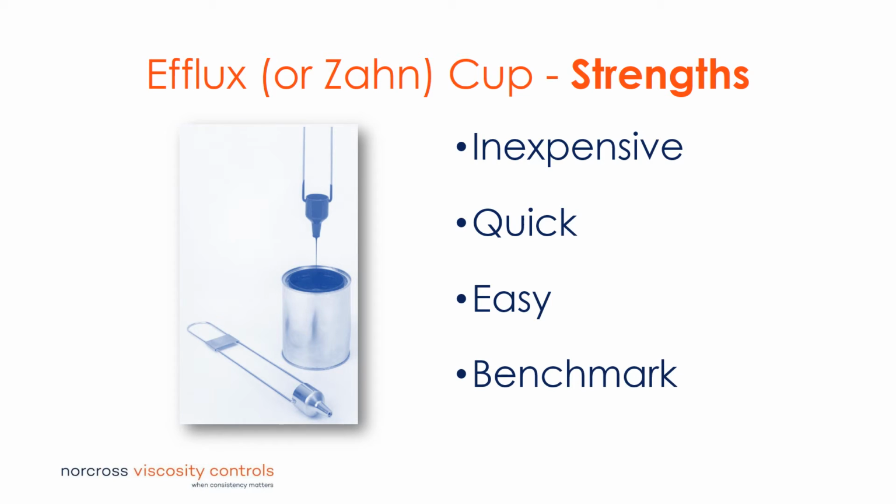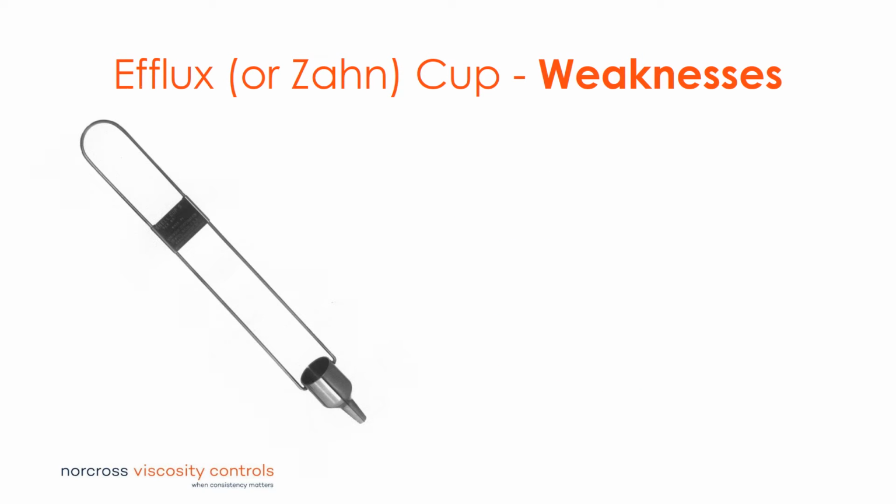And it's the benchmark. Cup seconds is the common language in the printing industry, and many others as well. It is often the go-to measurement when discussing viscosity and viscosity issues. Its weaknesses include people. While easy to use and easy to train others, it relies on the human element.